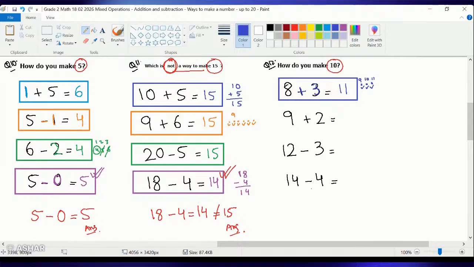9 plus 2 would be, see, if we had 9 already with us and we just had to add a 2 to it, that means 9 plus 1 is 10 and 11. Agreed?